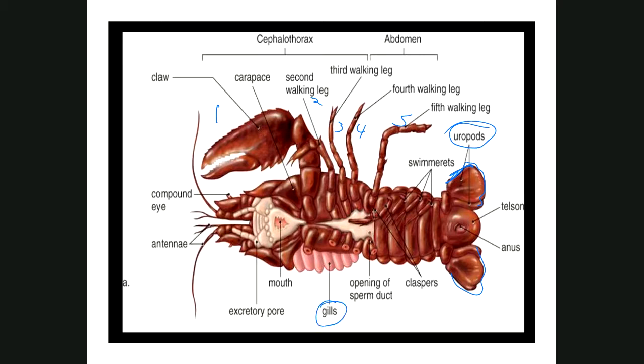These are the swimmerets that I was telling you about before. In the male, this one is very tough, rigid. In the female, they're floppy, and the female would have this opening of the sperm duct. So make sure you are able to recognize that.